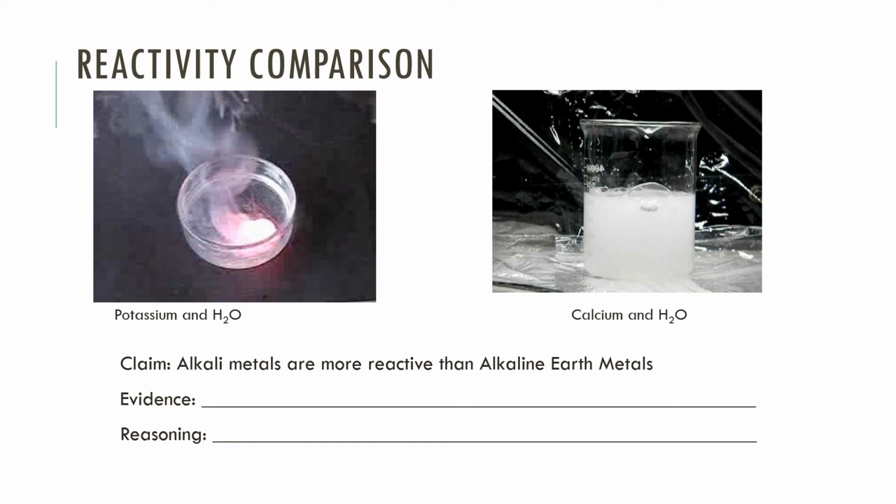So our claim is that alkali metals, that's your group 1 metals, that's potassium here, are more reactive than alkaline earth metals, which is calcium here, or group 2. By looking at the picture, take a look on the left at potassium. What kind of evidence do you see in just the picture alone that alkali metals are more reactive than alkaline earth metals? Give me a quick second. If you said fire, you would be correct. So alkali metals combust. They actually give off a ton of heat when they are added to water.